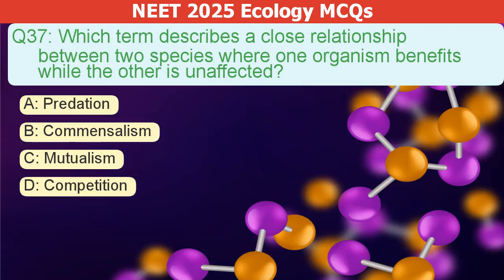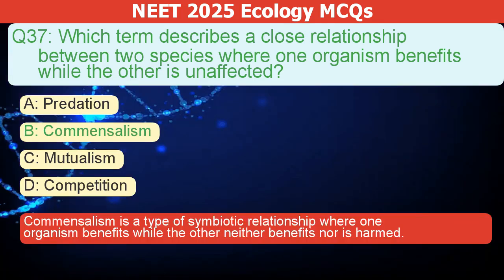Which term describes a close relationship between two species where one organism benefits while the other is unaffected? A. Predation. B. Commensalism. C. Mutualism. D. Competition. The correct answer is B. Commensalism is a type of symbiotic relationship where one organism benefits while the other neither benefits nor is harmed.